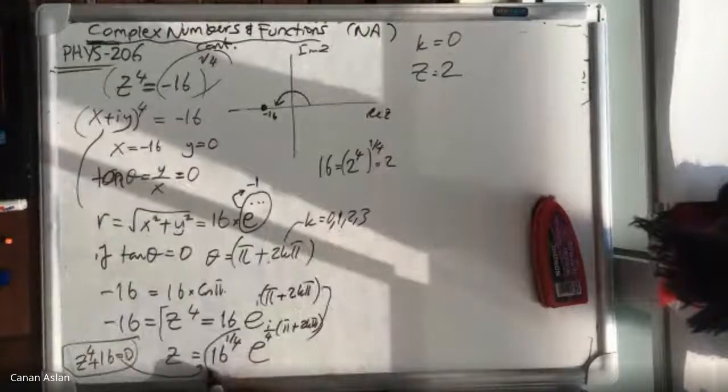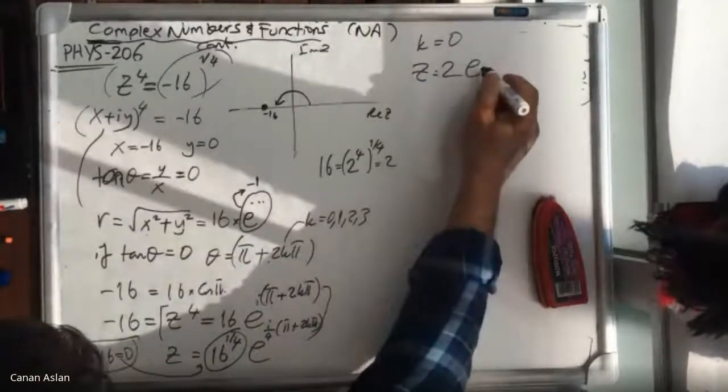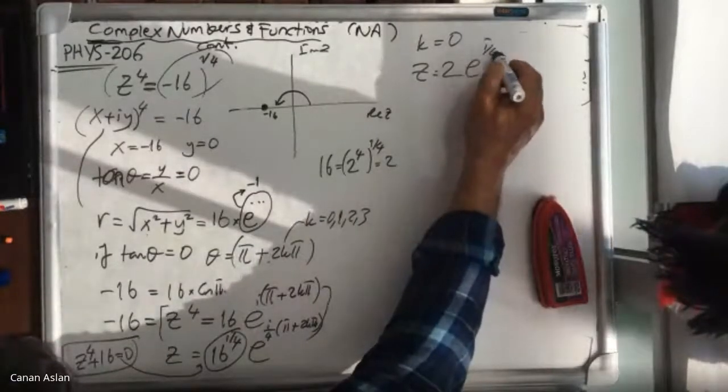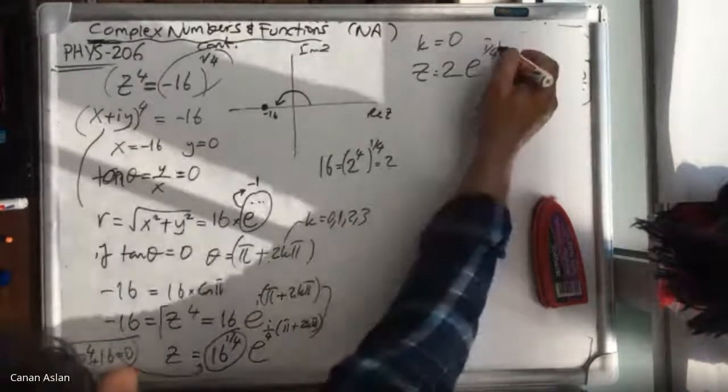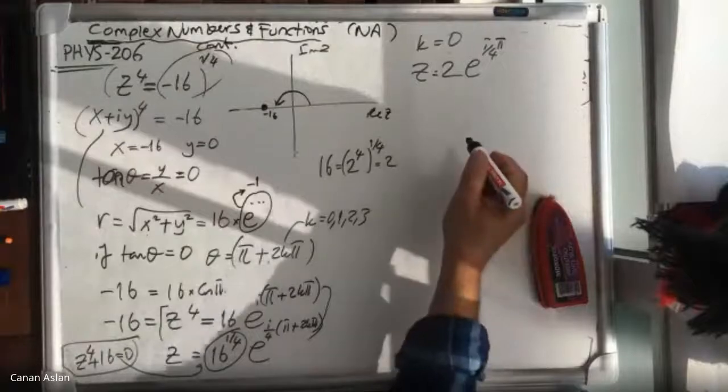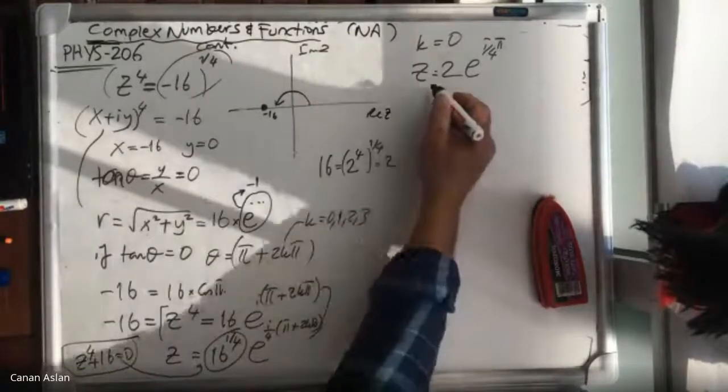So this is 2 e to the i over 4. Now, the angle for k equals 0 is just pi. So i pi over 4. So this is one of the roots. So this is z1.